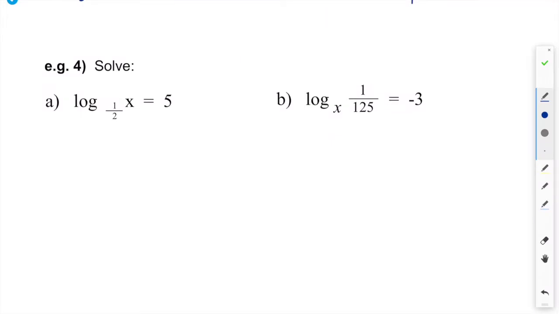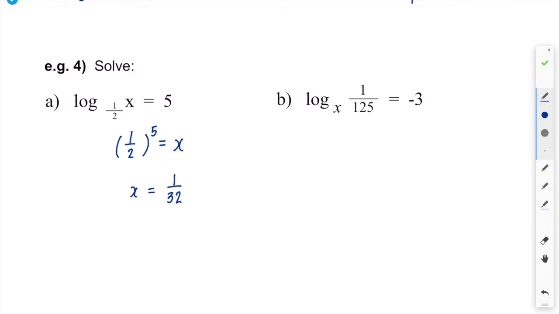Example 4. So we're going to solve for x. We can rewrite each one of these log equations in exponential form. So base 1/2 to the power of 5 is x. So we just simplify this, right? So x is 1 over 32.